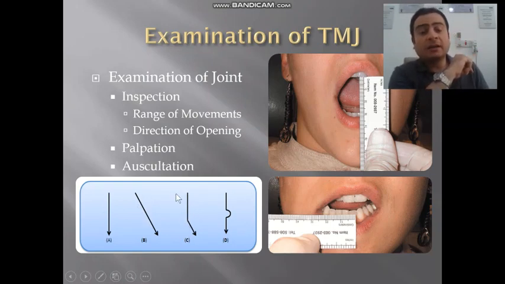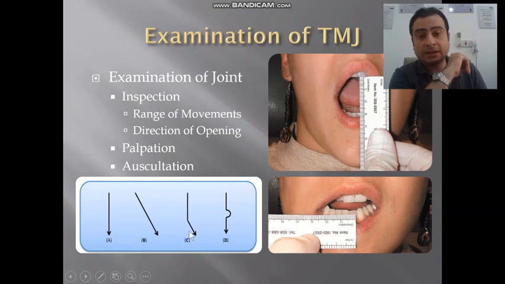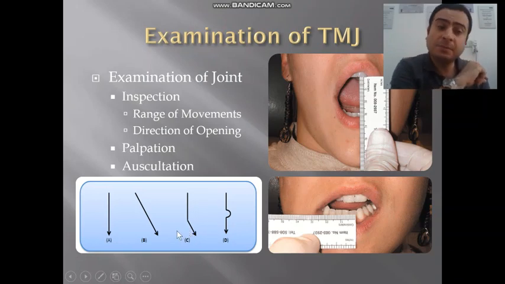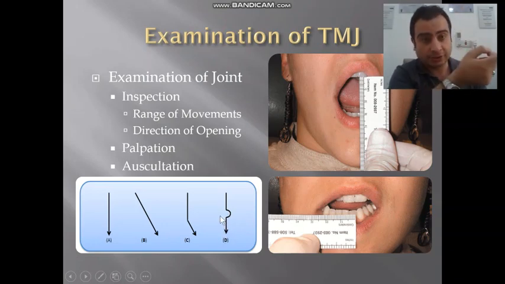We also have a straight line with lasting deviation, as you see here in this schematic diagram. A straight line with lasting deviation is for a temporomandibular disorder that is called a disc displacement without reduction. And if we have a straight line with a transient deviation and then the mandible goes into a straight line, this is a disc displacement with reduction. It's also a temporomandibular disorder.